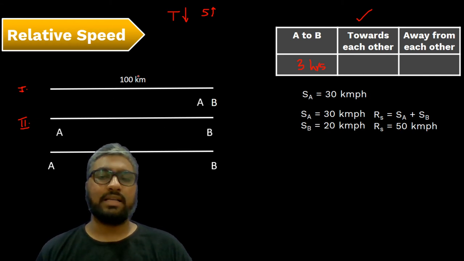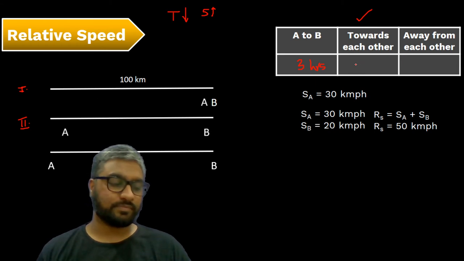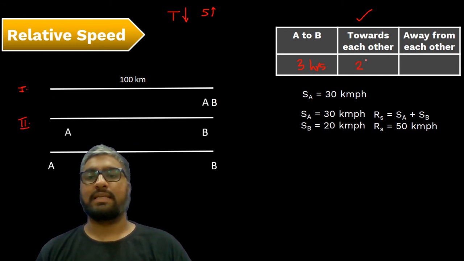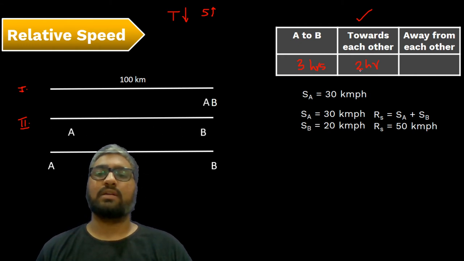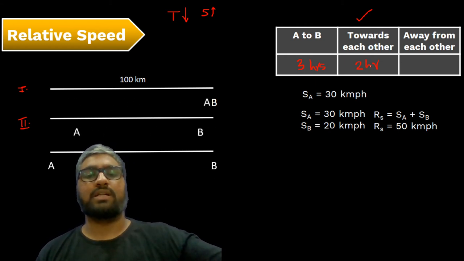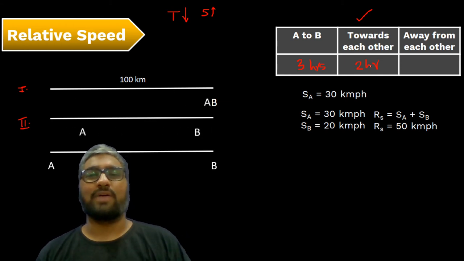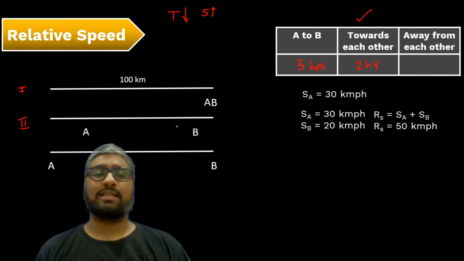So 100 kilometers covered at 50 kilometers per hour would take how long, guys? 2 hours. Beautiful. So do you see how this particular scenario takes less time? Because logically also, if you alone were to cover 100 kilometers, it would obviously take way longer than if you ask your friend also to meet you halfway. Correct? Now let's look at the third scenario.